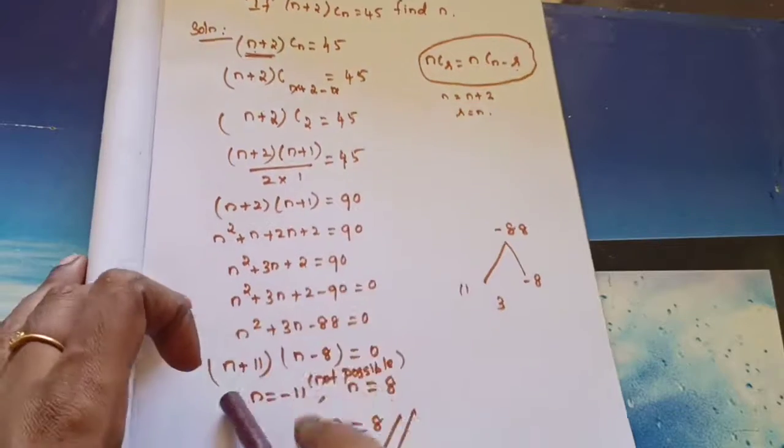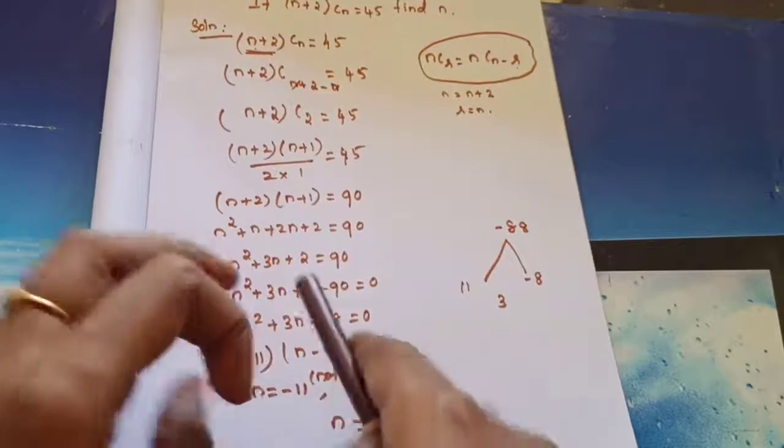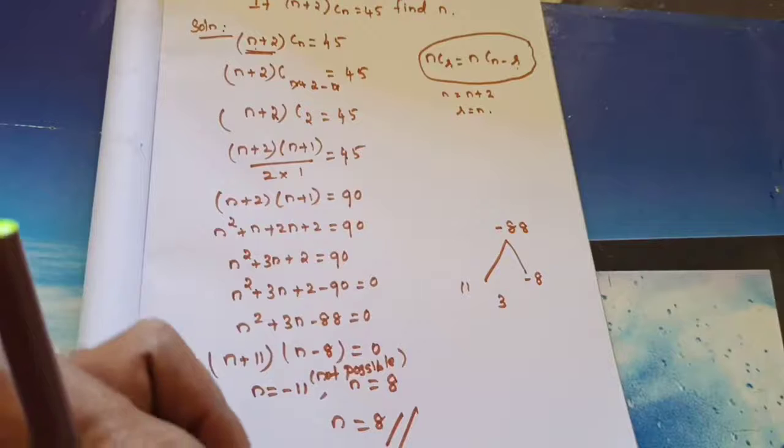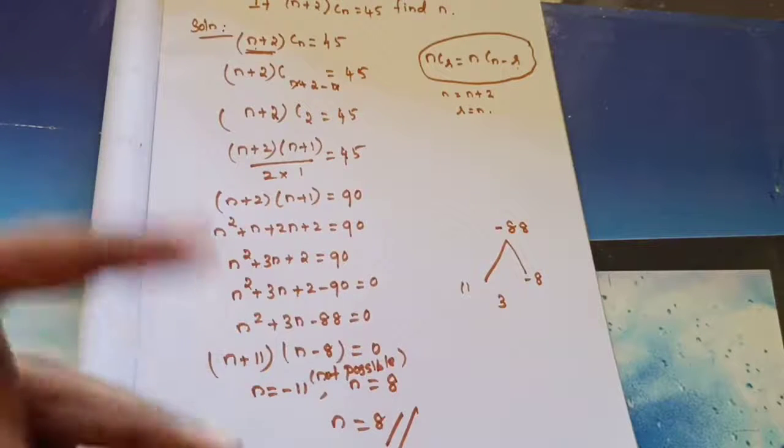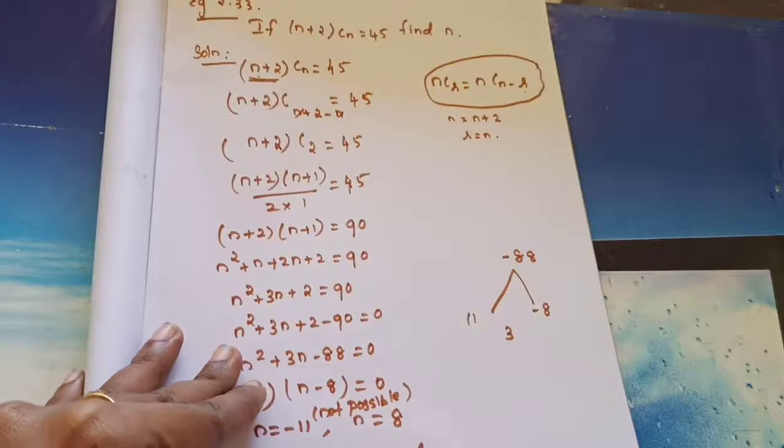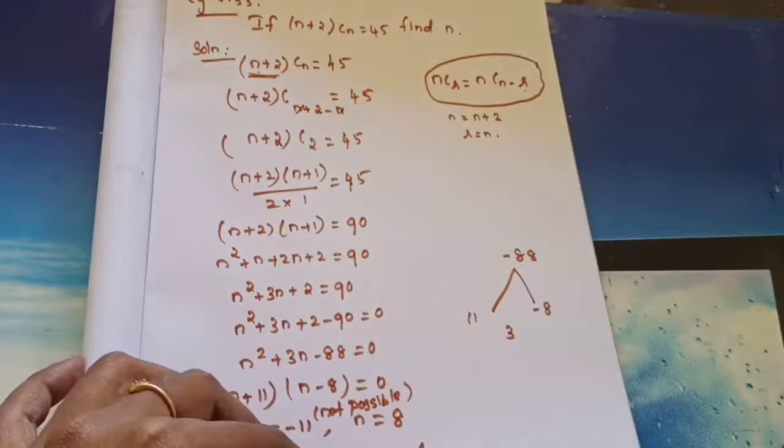Then cross multiply, you get the quadratic equation. Now for N you get two values. The negative value won't be possible, so you only need to take the positive value. So N is equal to 8. So with the examples, I think everything is over. Now let's move to the exercise questions.